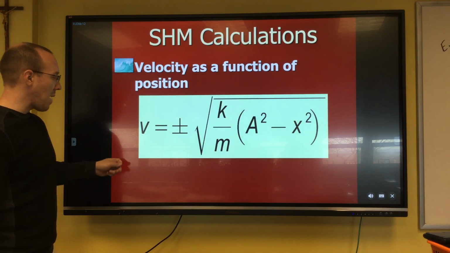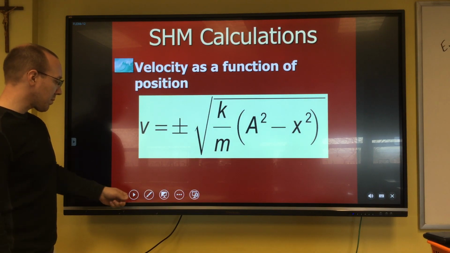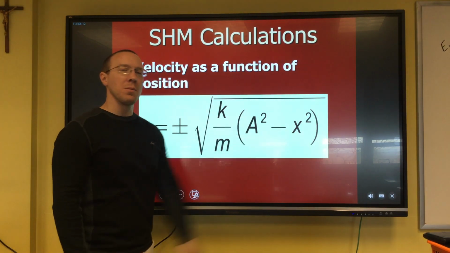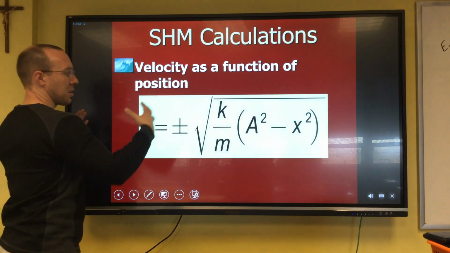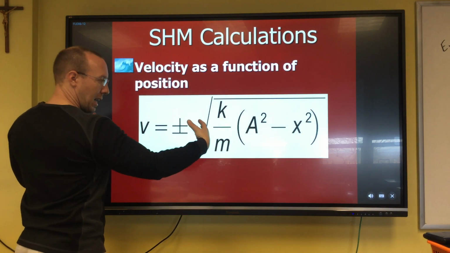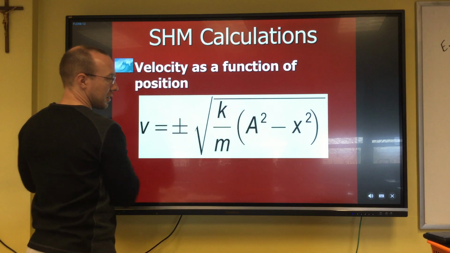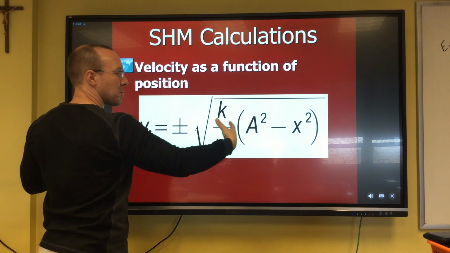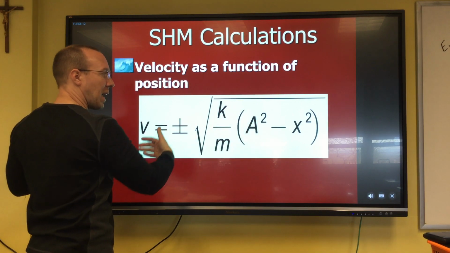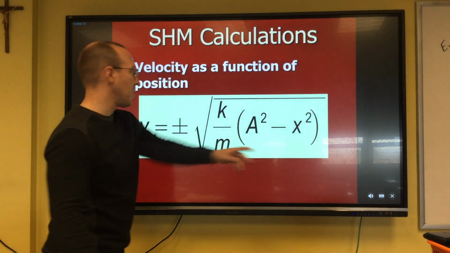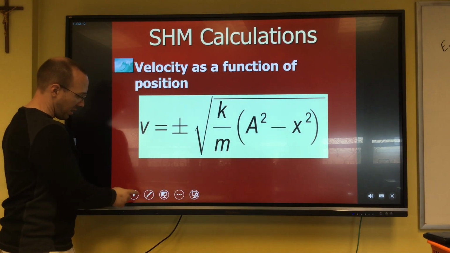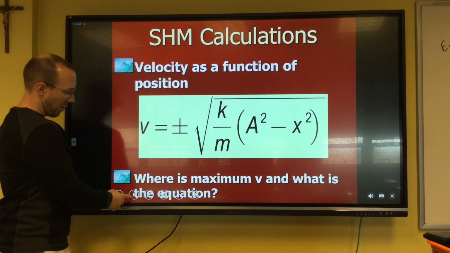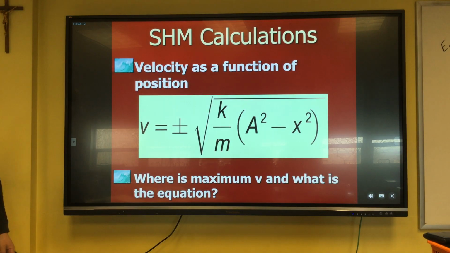So where would I get the maximum velocity? Wherever X equals 0. So X equals 0 when it's back at the relaxed point. Now it'd still be moving, but that's where it's moving the fastest before it starts slowing down to be pulled back. So where X equals 0, you'd have the maximum velocity. That's the question I asked there.